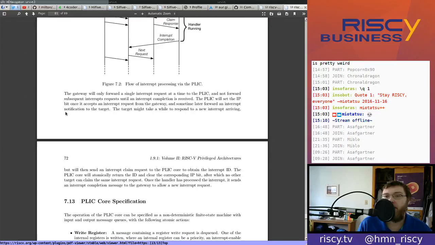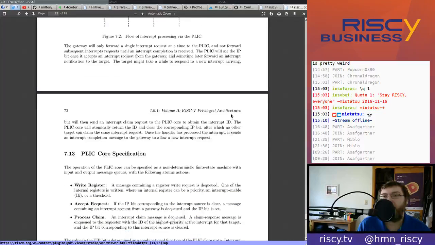So what does it say below this? The gateway will only forward a single interrupt request at a time to the PLIC and not forward subsequent interrupt requests until an interrupt completion is received. So that's what I was saying. It's like a queue. The PLIC will set the IP bit once it accepts an interrupt request from the gateway, and sometime later forward an interrupt notification to the target. The target might take a while to respond to the new interrupt arriving, but will then send an interrupt claim request to the PLIC core to obtain the interrupt ID.